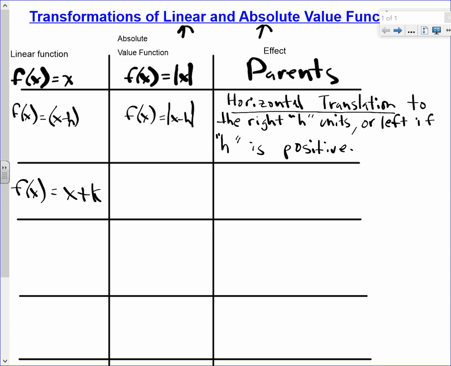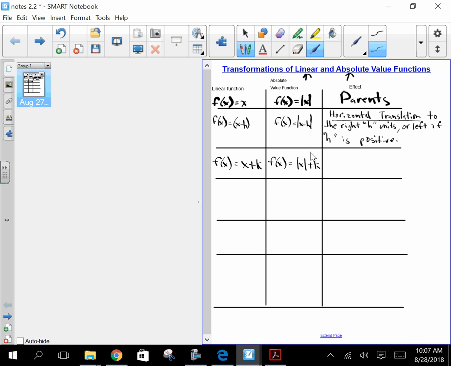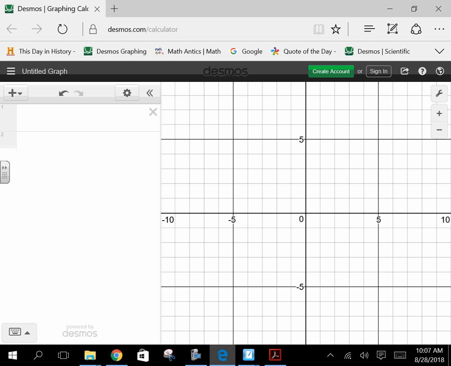So when you have the parent function, you add some value k. Or how about for absolute value? Parent function. Here's your parent. Now let's add k. What the heck happens now? What does happen? Well, let's see. Just watch my screen, since you don't have a smart board.